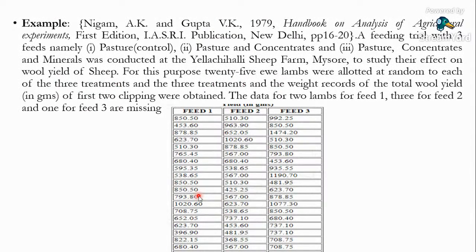So this is one of the experiments of a one-way ANOVA, by Nigam A.K. and Gupta V.K., a feeding trial with three feeds: pasture control, pasture and concentrates, and pasture.